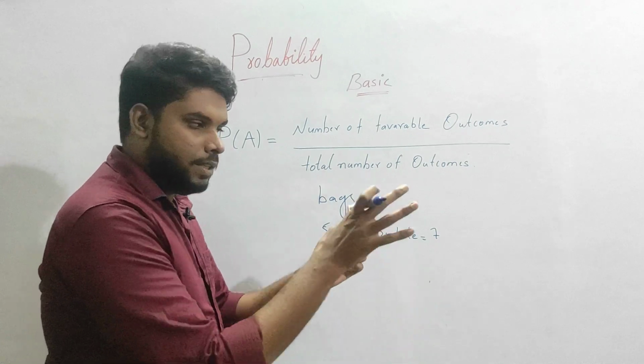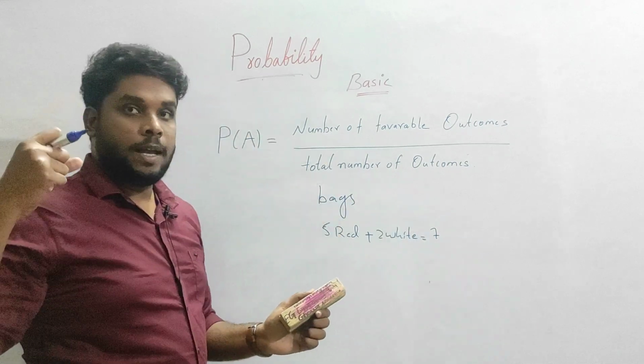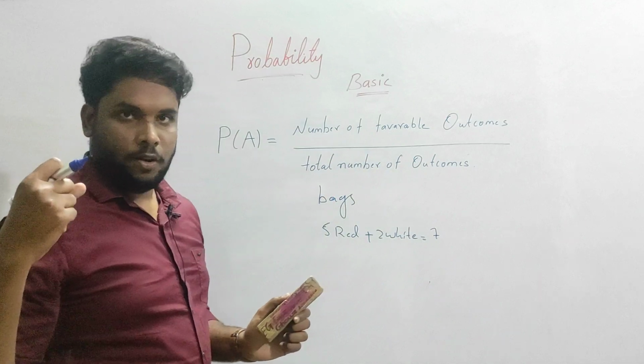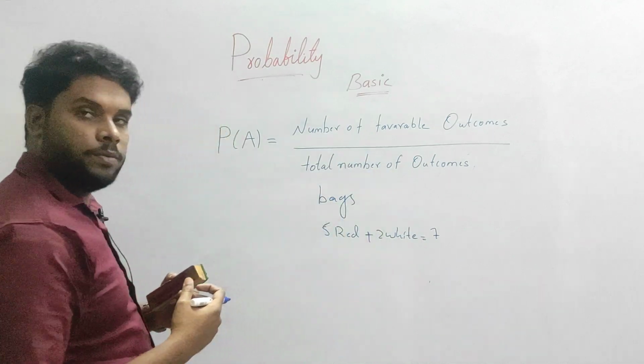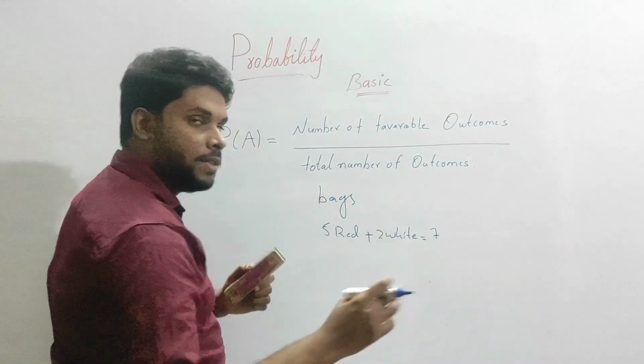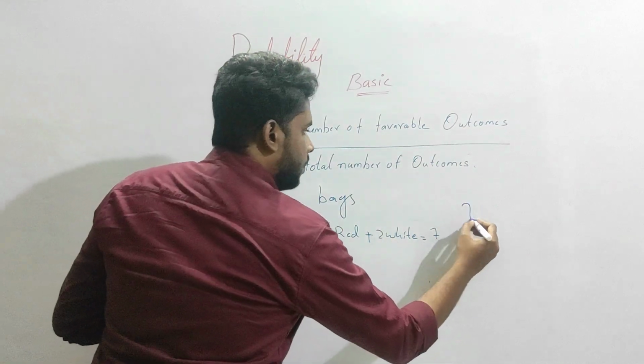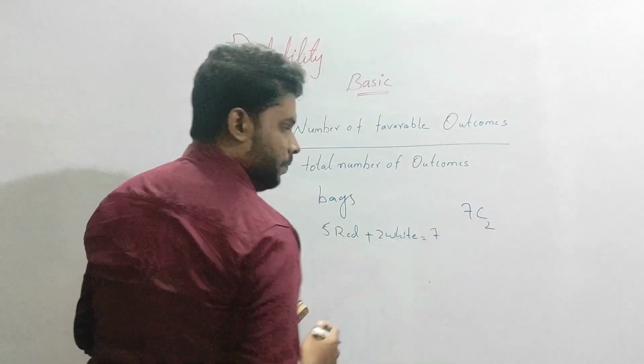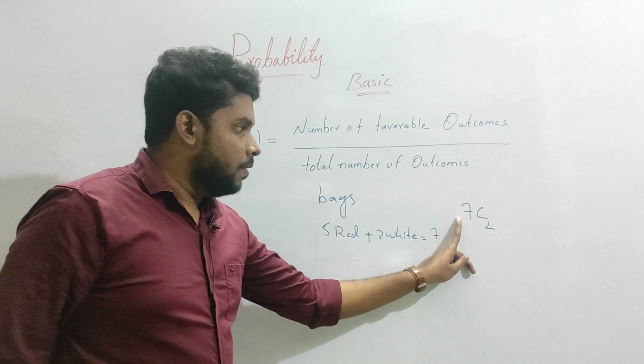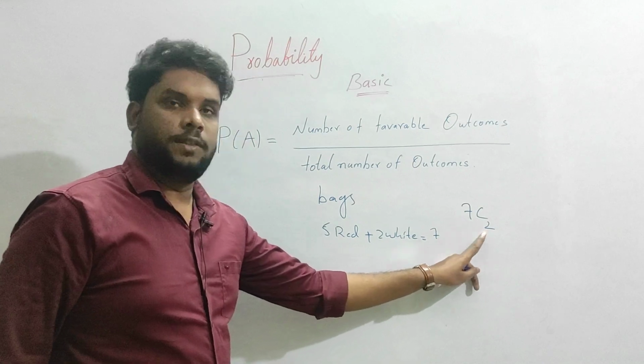From these 7 balls, I am picking 2 balls. I am drawing 2 balls. How will you draw the 2 balls from these 7? It can be written as 7C2. It means from the 7, I am drawing 2 balls.